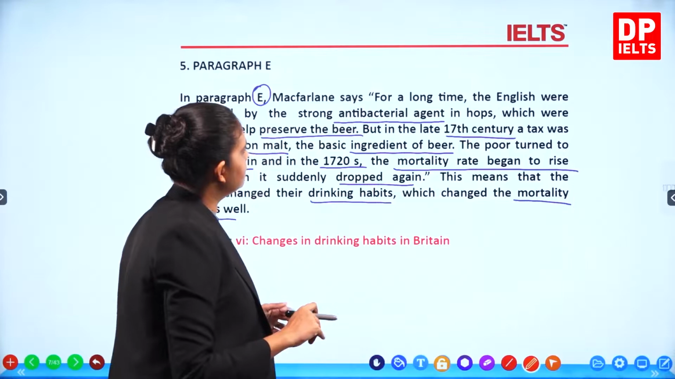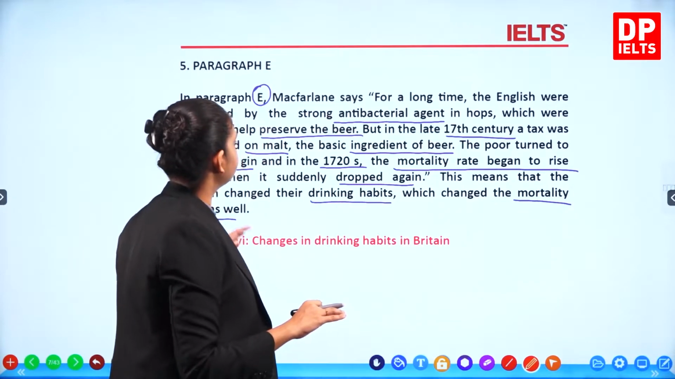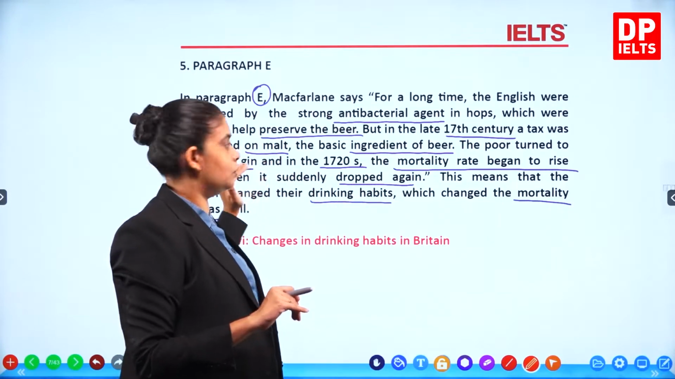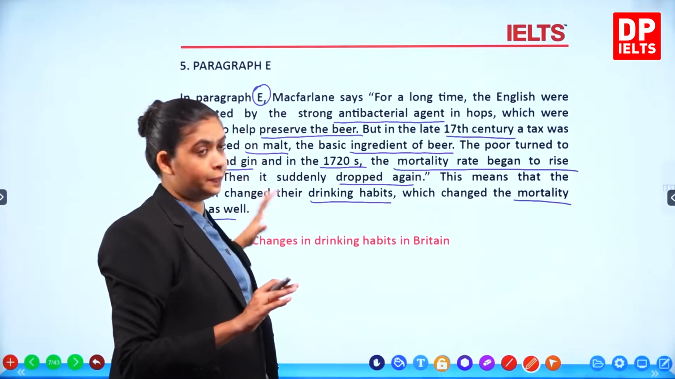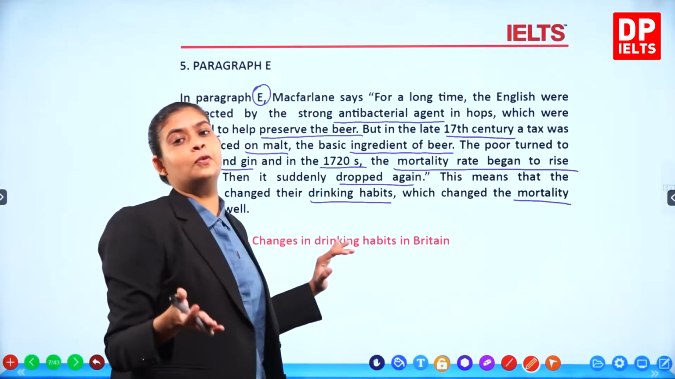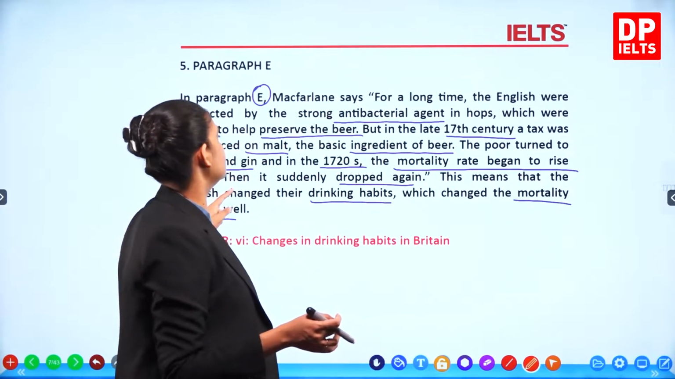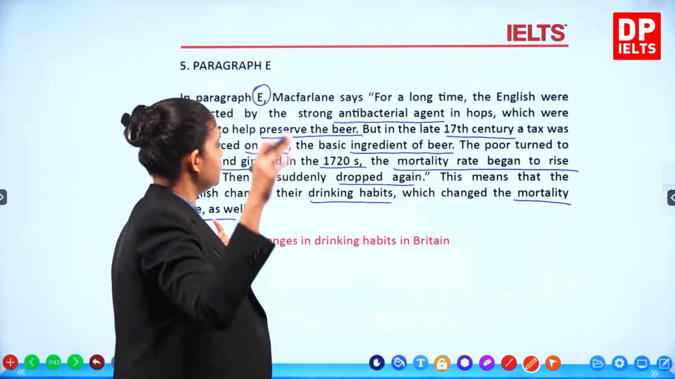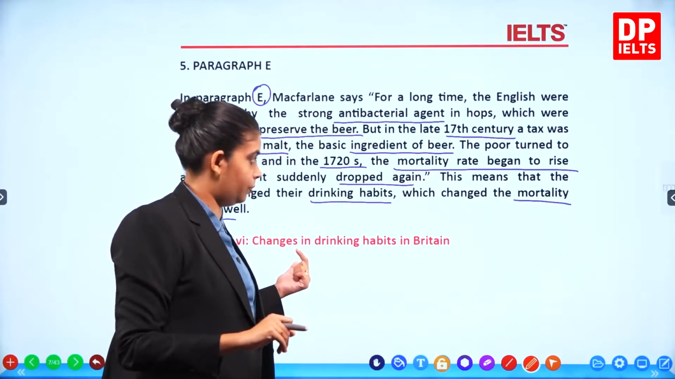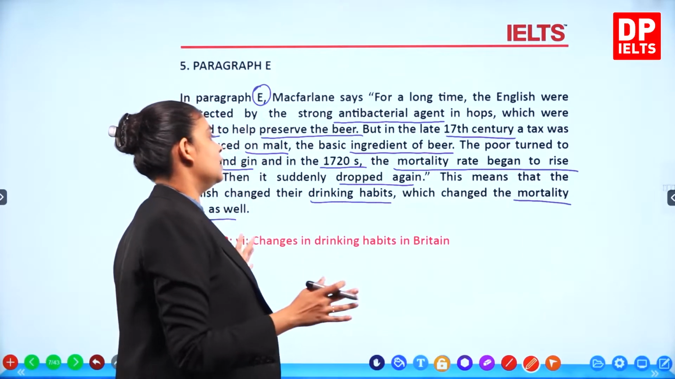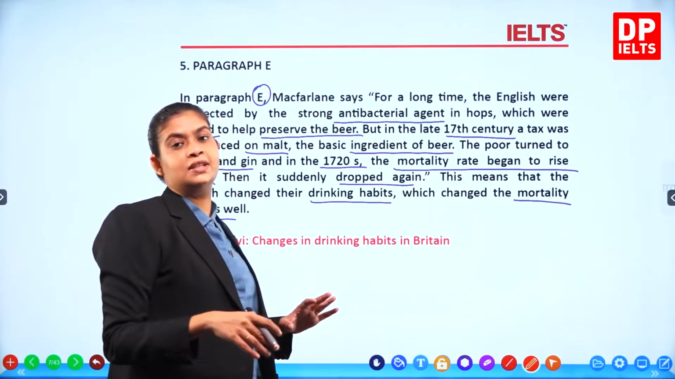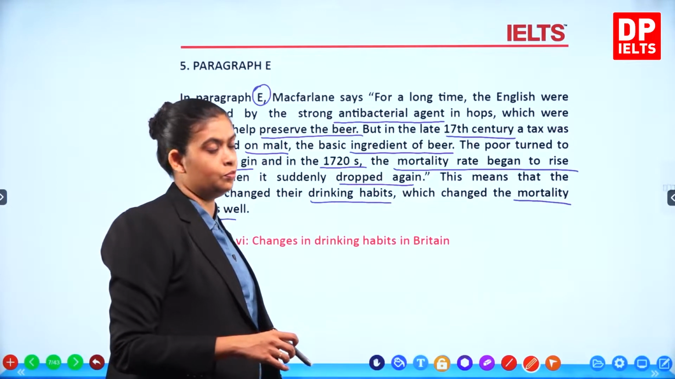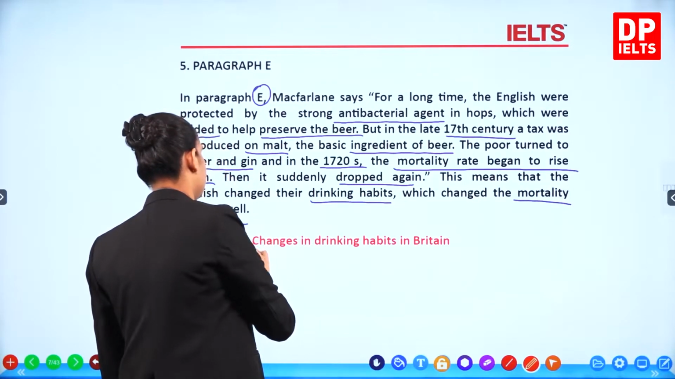So what happened? Because there was a high tax introduced on malt, the basic ingredient for beer, the poor people couldn't afford that drink. So they started to drink water and gin, where the mortality rate began to increase. Then after some time, suddenly it started to drop. This is because when the drinking habits changed, the mortality rate also changed. So changes in drinking habits in Britain, I would say the answer is 6.